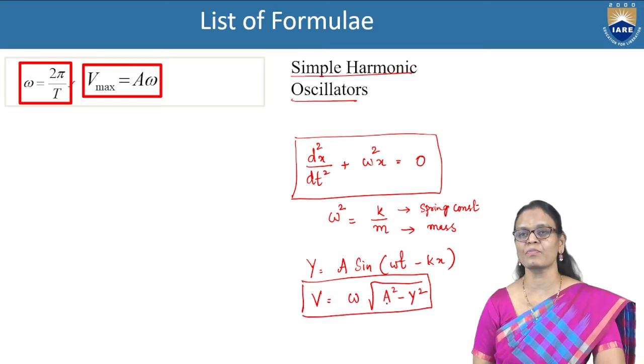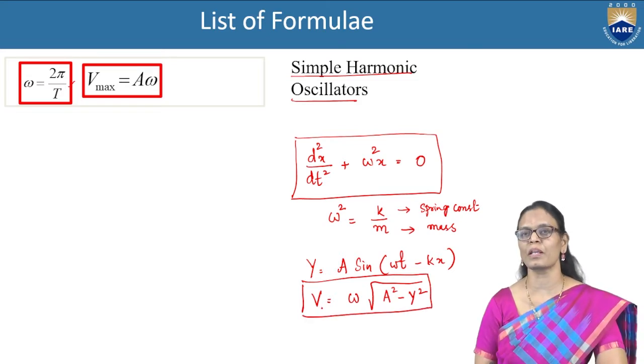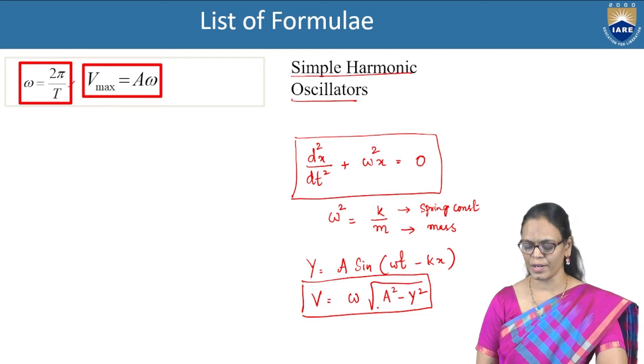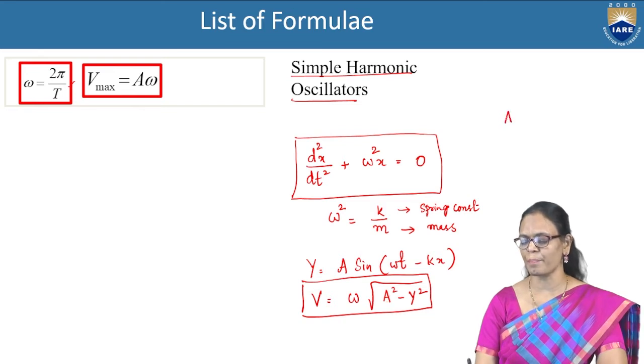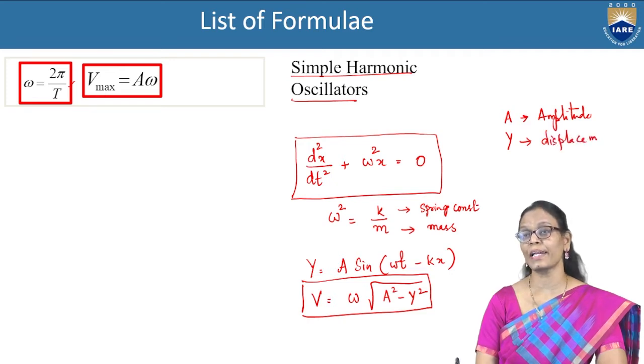So wherever we need velocity, we are going to use the formula v is equal to omega under root a square minus y square. Omega represents the angular frequency, and capital A here is the amplitude, and y is the displacement. What is amplitude here? Amplitude is the maximum displacement.